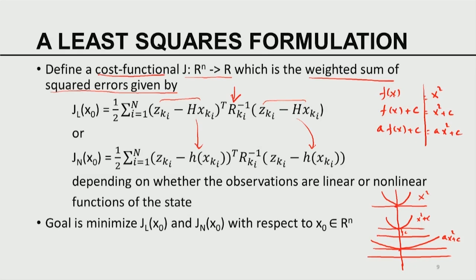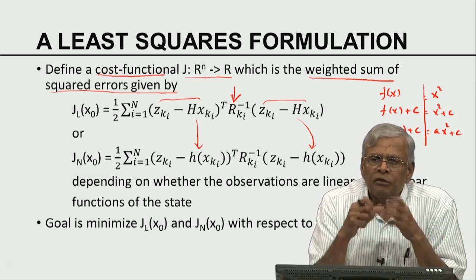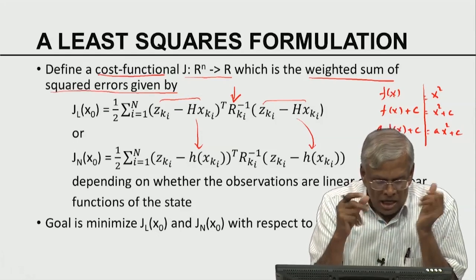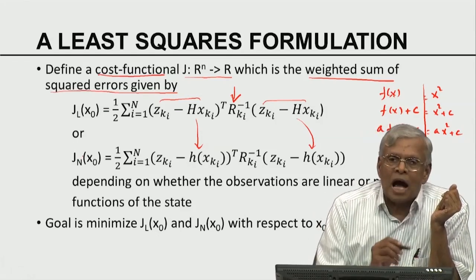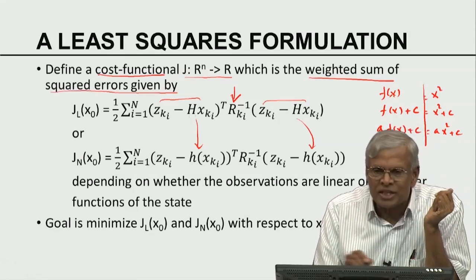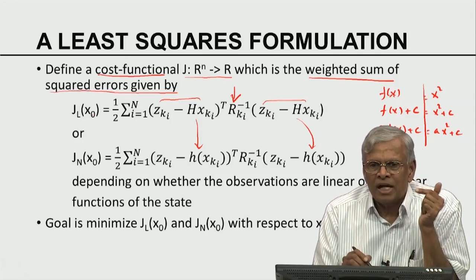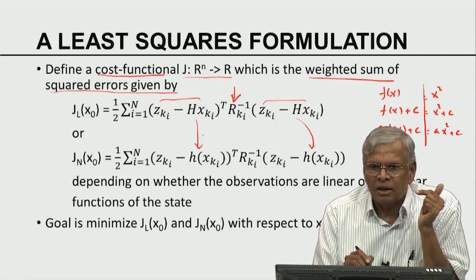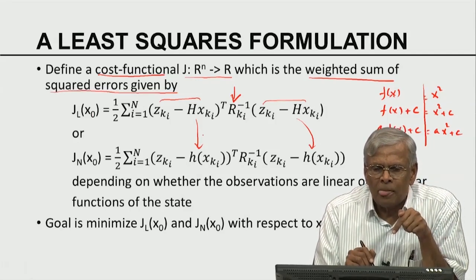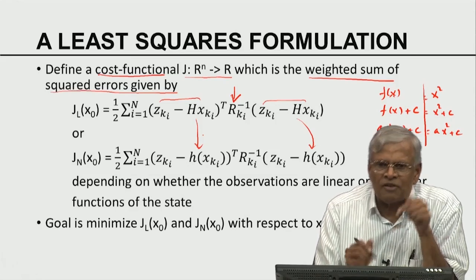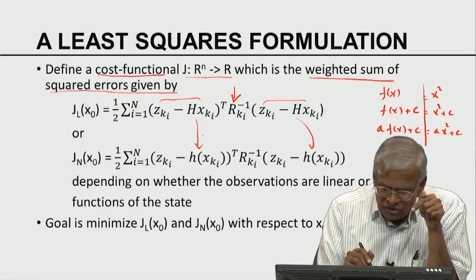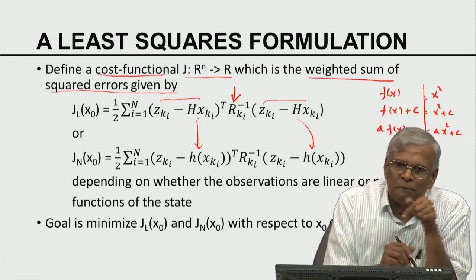So we have an expression to minimize. The value of J is a measure of the fit. When J takes the minimum, the fit is the best. Now, J is a function of X naught. On the right hand side, you don't see X naught directly. X naught comes indirectly through Xk. Xk is the state of the system at time k. But Xk is the state of the dynamical system, and the state of a dynamical system at any given instant is a function of the initial state. So Xk depends on X naught implicitly.